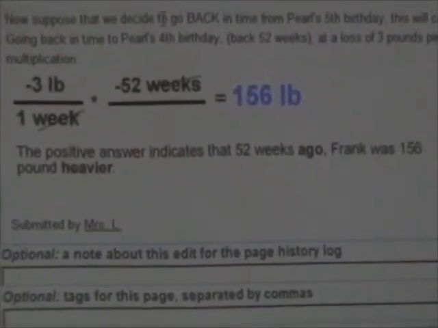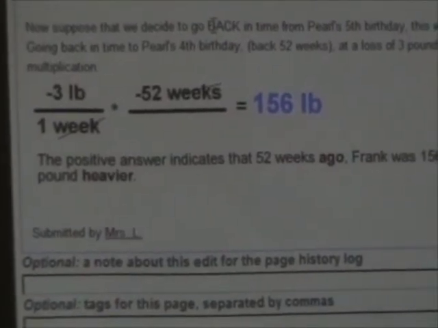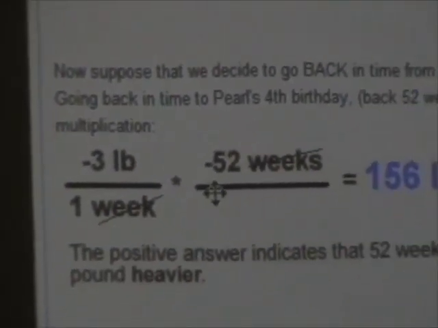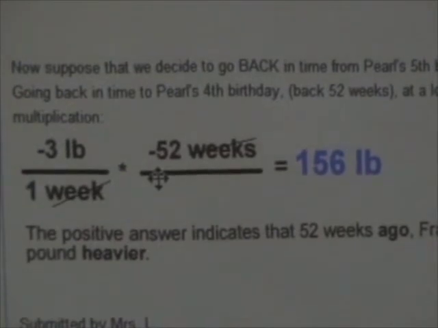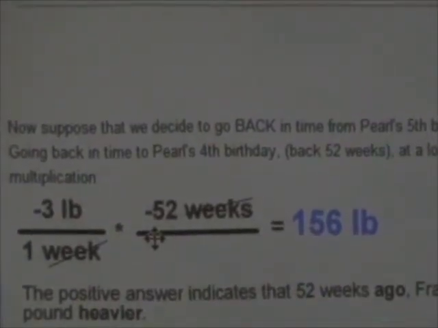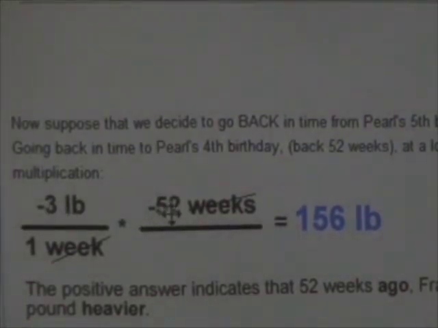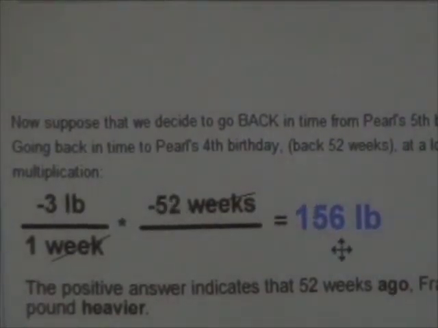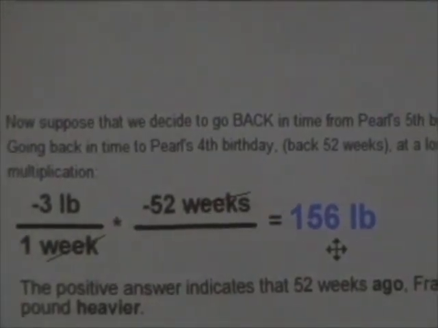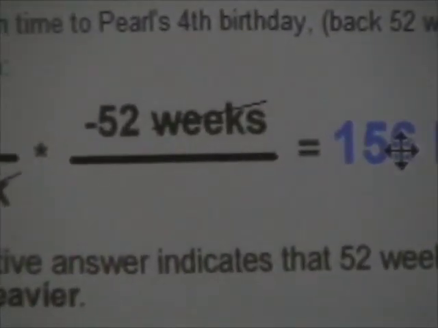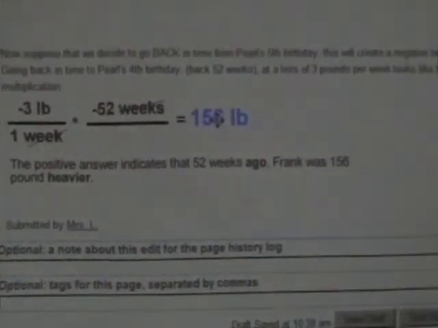Now, suppose that we decide to go back in time from Pearl's 5th birthday. This will create a negative. And we're going back in time. So that was 52 weeks ago from Pearl's 5th birthday. And notice, a negative times a negative is a positive, but this makes sense intuitively as well. If we went back to when she was only 4, he would have been 156 pounds heavier than he was when she was 5, right? Does that make sense?